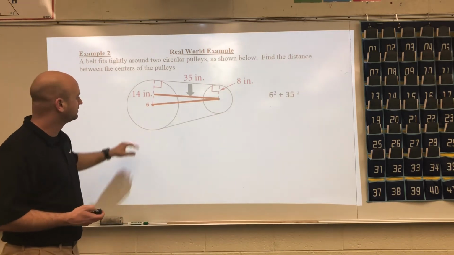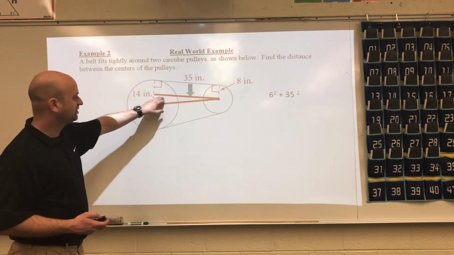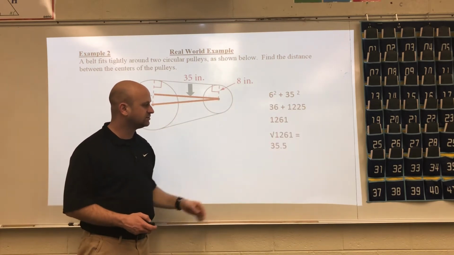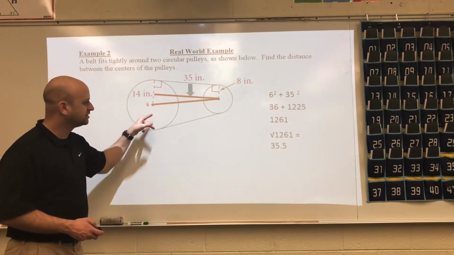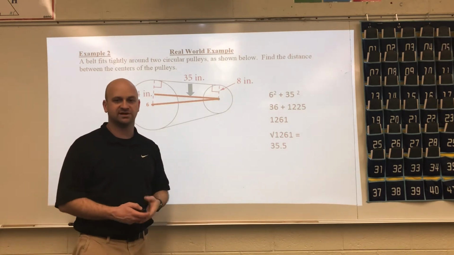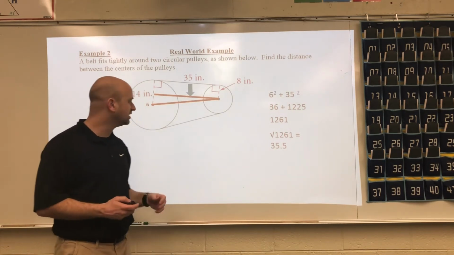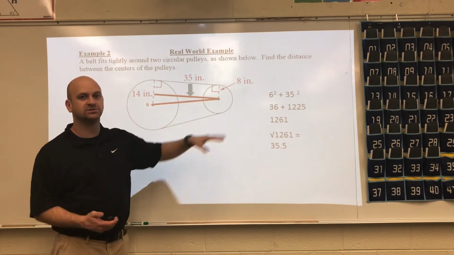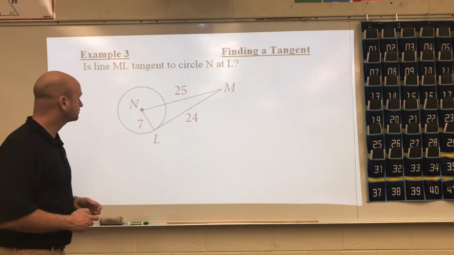So over here we have 6 squared plus 35 squared, and when we go through our square and square root, we get this distance to be approximately 35.5 inches long as your solution. So again, we use these steps here to create a right triangle to do the Pythagorean theorem.